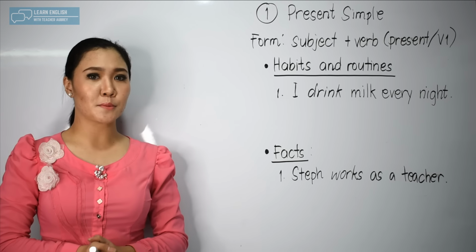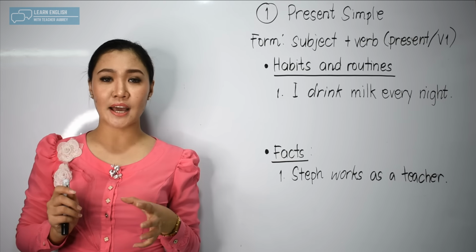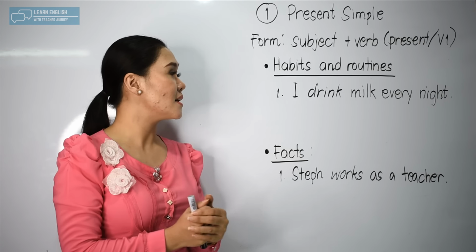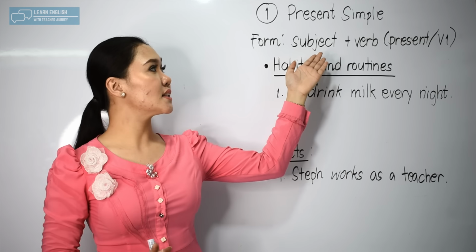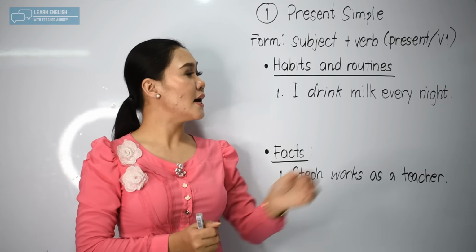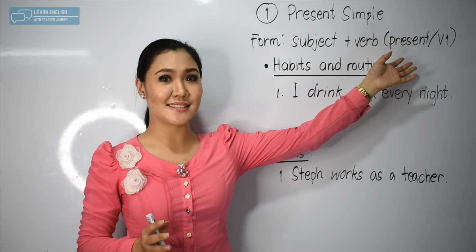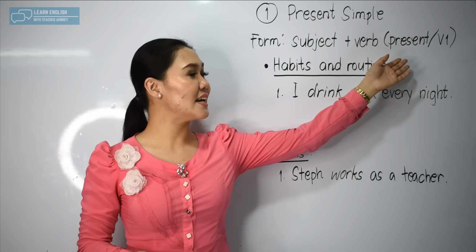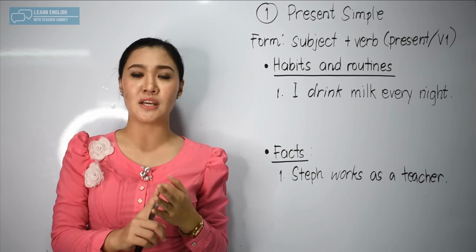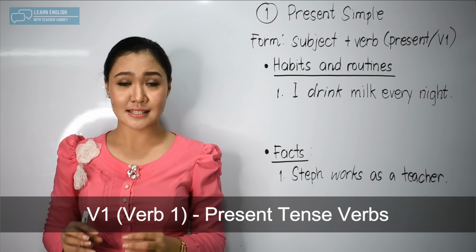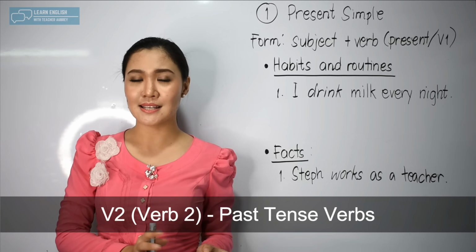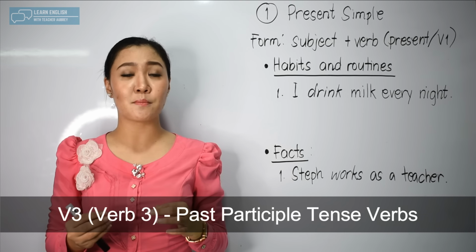May sinusunod tayong formula para makapagsulat tayo using this tense or the present simple. The form that we follow is, firstly, we must have the subject plus the verb. At yung verb natin for the present simple ay dapat nasa present tense dahil present nga siya. Kasalukuyang nangyayari or yung tinatawag nating V1. We have verb 1, verb 2, and verb 3. For the V1, those are the present tenses of the verb. For the V2, that is for the past tense. And for the V3, yun yung tinatawag nating past participle.